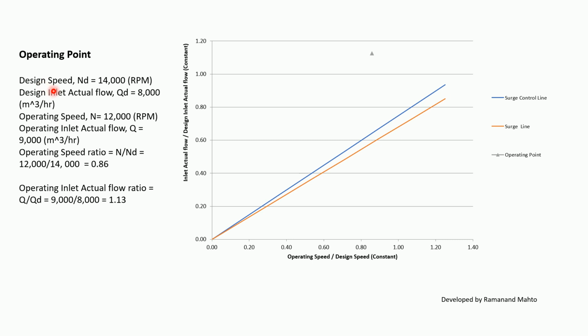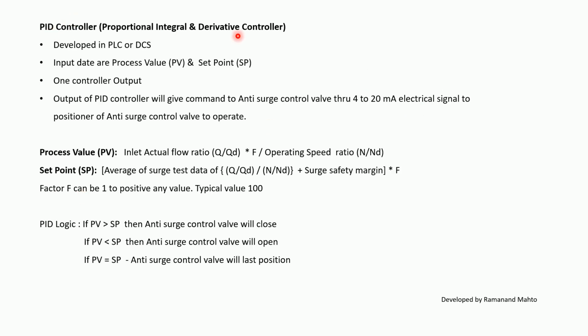For the operating point, let's say design speed ND is 14,000 RPM. Design inlet actual flow QD is 8,000 meter cube per hour. Operating speed N is 12,000 RPM. Operating inlet actual flow is 9,000 meter cube per hour. So the operating speed ratio N by ND is 12,000 upon 14,000, which is 0.86. The operating inlet actual flow ratio Q by QD is 9,000 upon 8,000, which is 1.13. So if you see, this is the operating point on N by ND versus Q by QD, and it is in the safe zone.